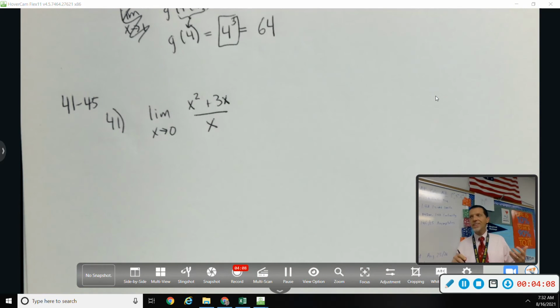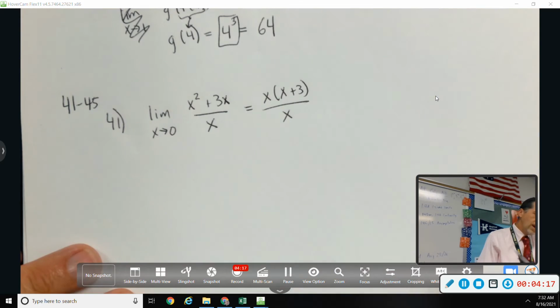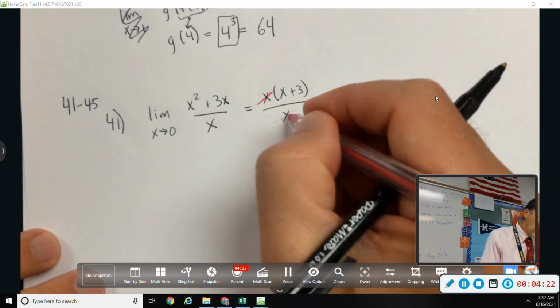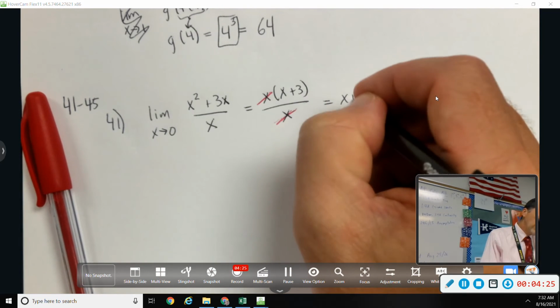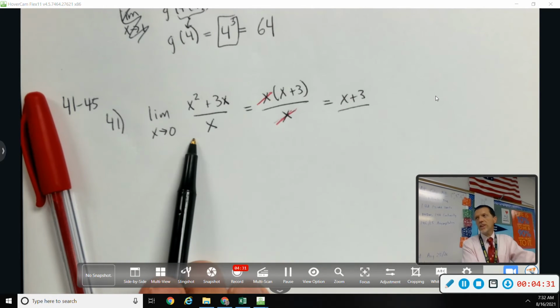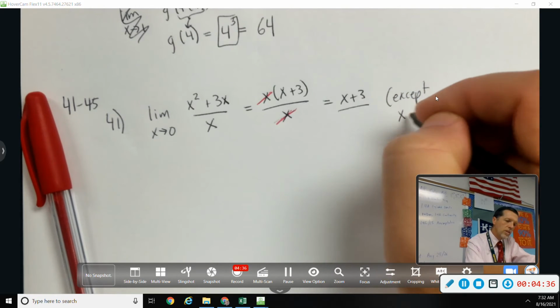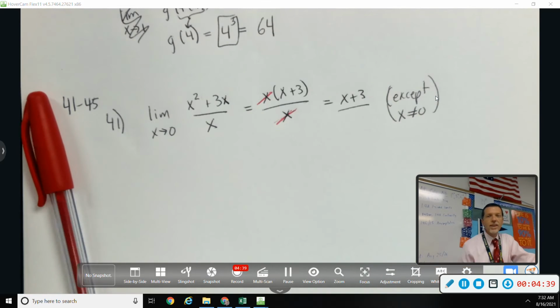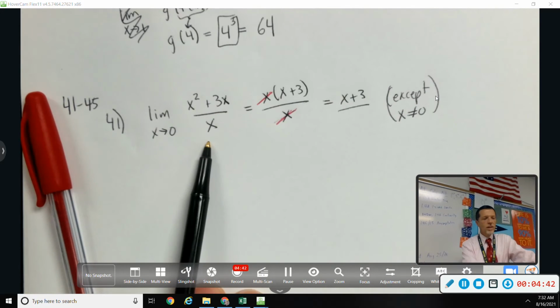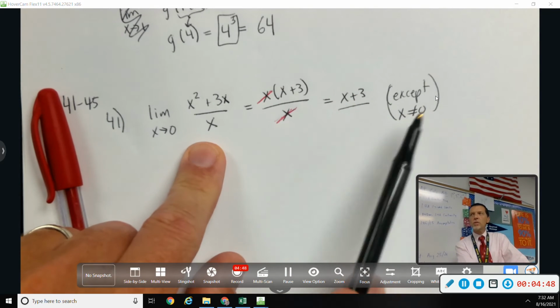Really, if it had just said find the limit, that would have been enough to get you to the right answer. If I factor out the x and then cancel the x, then I'm left with x plus 3. So that's the function they're talking about. X plus 3 is the same as the original function except at x equals 0. So we could say something like x can't be 0 because we'd be dividing by 0. So this is what they're talking about by a function that's identical to this function except at that one point.